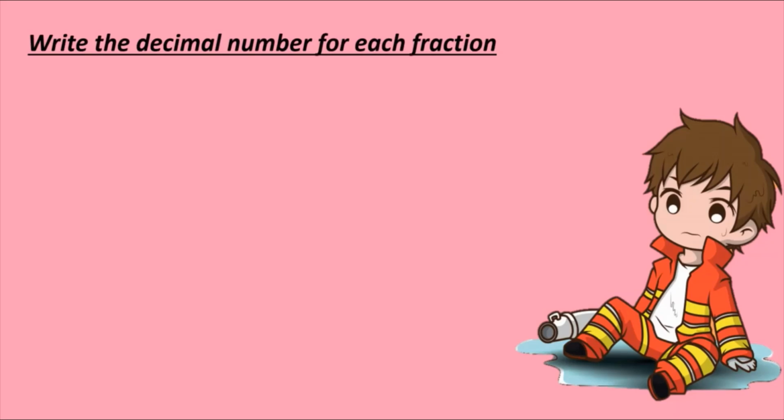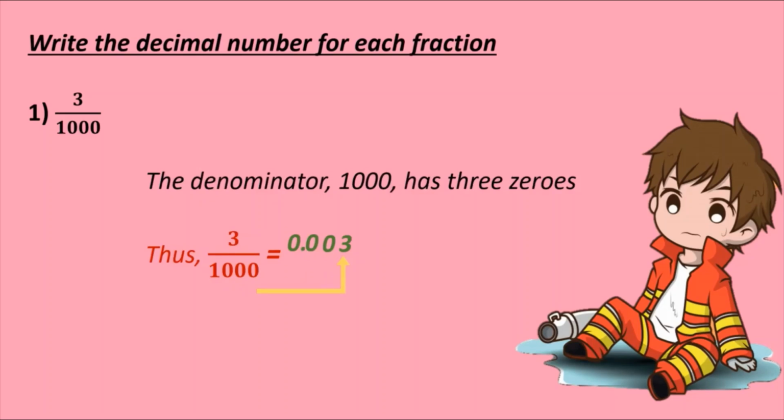Write the decimal number for each fraction. So now the first one is 3 by 1000. So here we see that the denominator 1000 has 3 zeros. So obviously there will be 3 digits after the decimal. So we will write it in the decimal notation as 0.003. 75 by 1000. Again, the denominator is 1000, which has 3 zeros. So there will be 3 digits to the right of the decimal point. So we write it as 0.075.